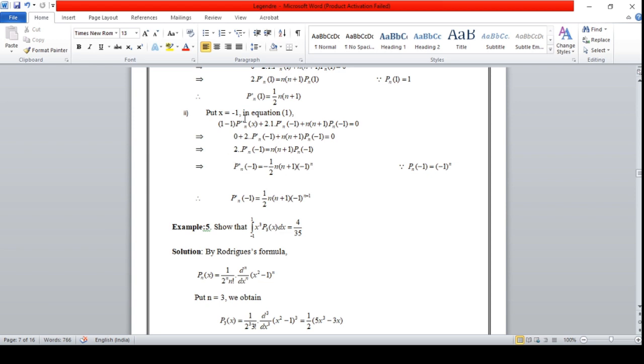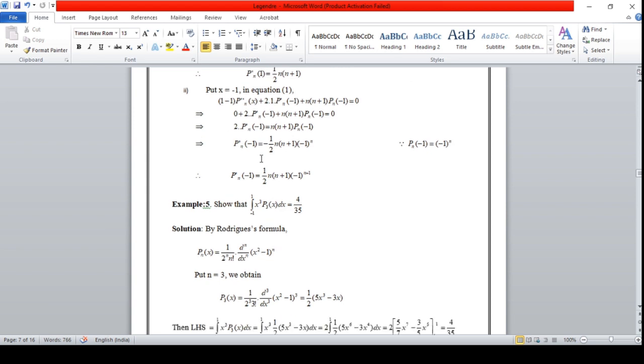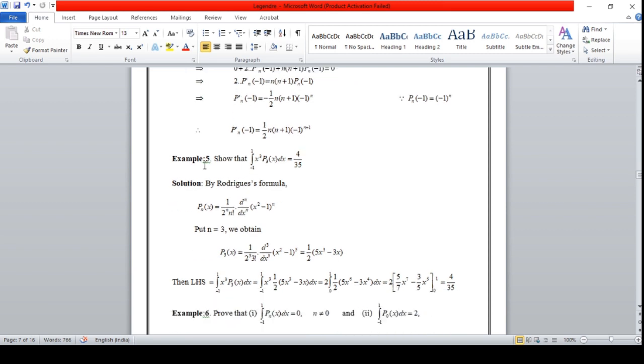Put x is equal to minus 1, we get again this derivation, and finally the result is P dash n(minus 1) is equal to 1 upon 2 n into n plus 1 into minus 1 raised to the power n plus 1. This is the result. And next example is, show that the integration from minus 1 to 1 of x raised to the power 3 P3(x) dx is equal to 4 upon 35.